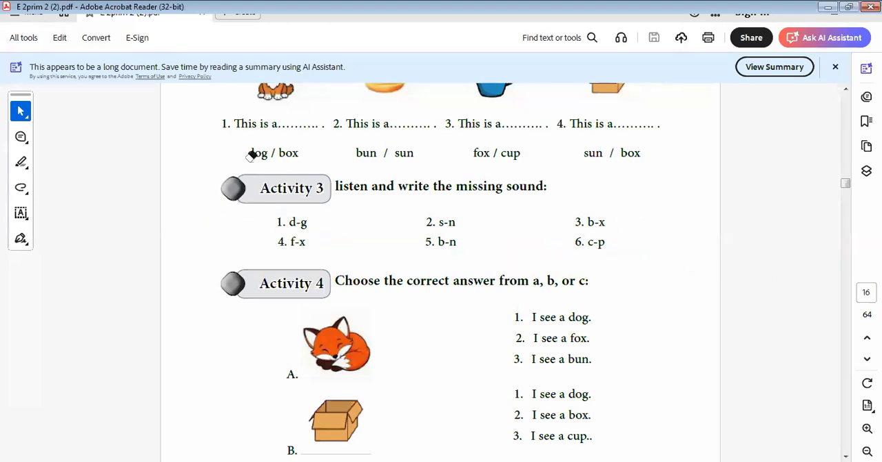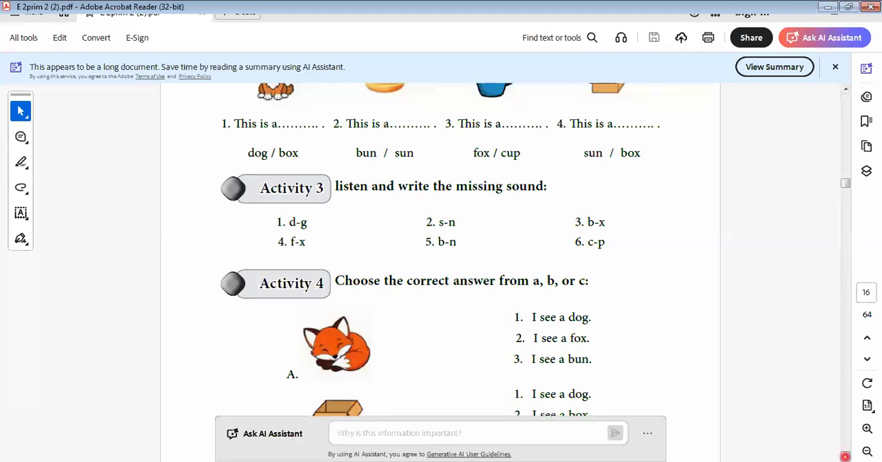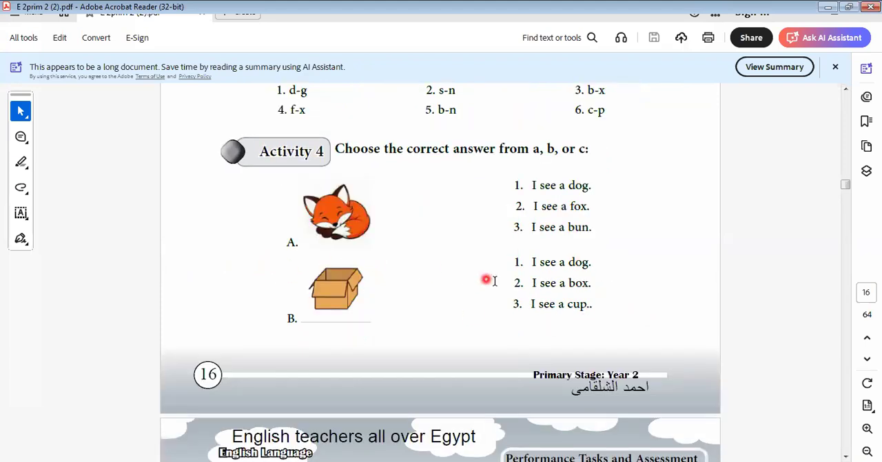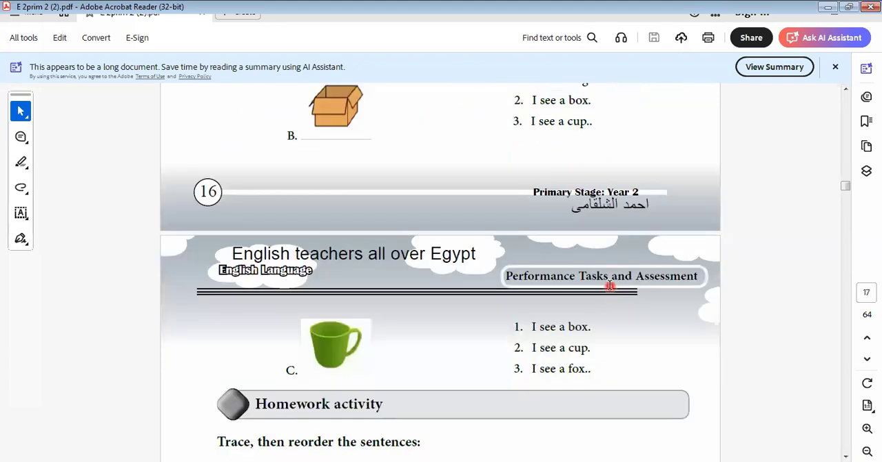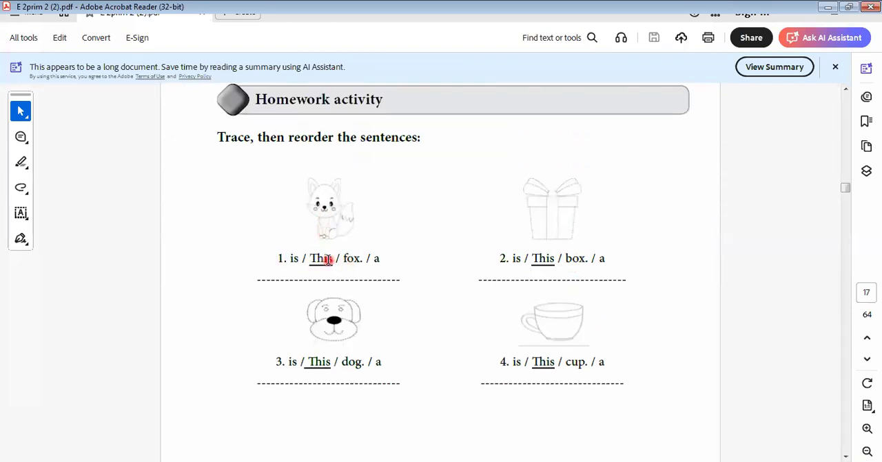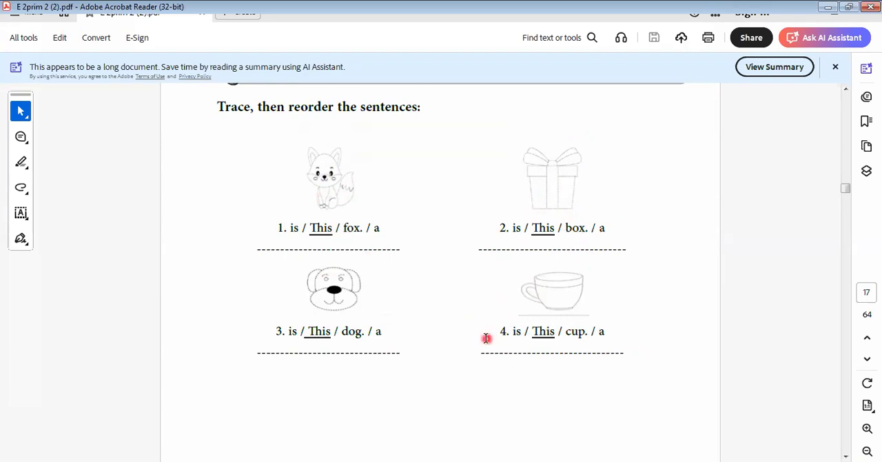Another question. What is this animal? I see a fox. What is this? I see a box. I see a cup. Here we rearrange the answers. This is a fox. This is a box. This is a cup, and so on.